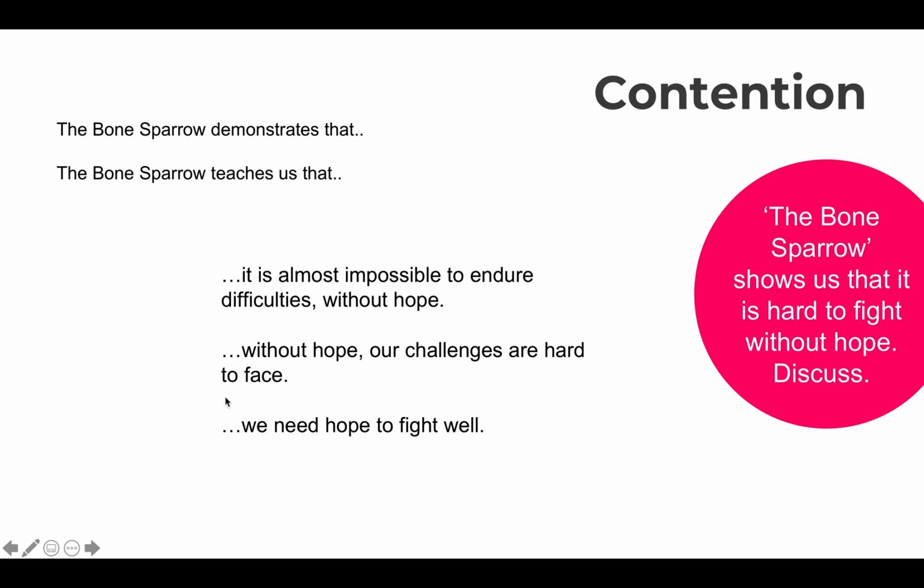And these are 3 different contentions I thought of. So the Bone Sparrow demonstrates that it is almost impossible to endure difficulties without hope. Now I said almost impossible because that's kind of the same as saying hard. It's not saying it's impossible, but it's almost. You could say the Bone Sparrow teaches us that without hope, our challenges are hard to face. So that could be another way you could talk about it. And then another way you could say it would be the Bone Sparrow demonstrates, or the Bone Sparrow teaches us that we need hope to fight well. All of these 3 are very good contentions and all relate back to the question.